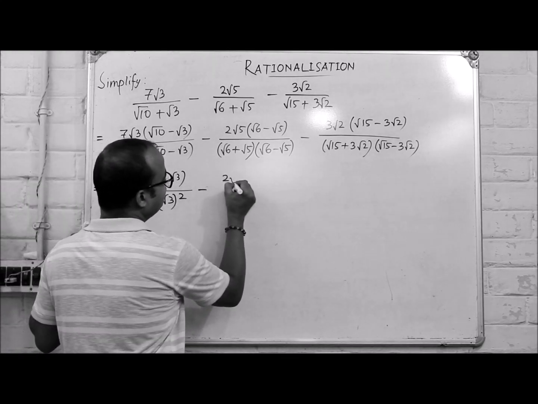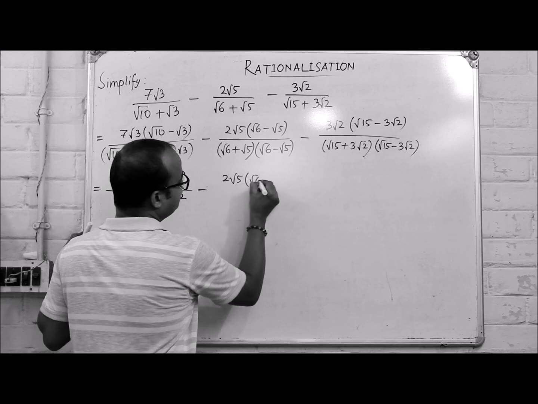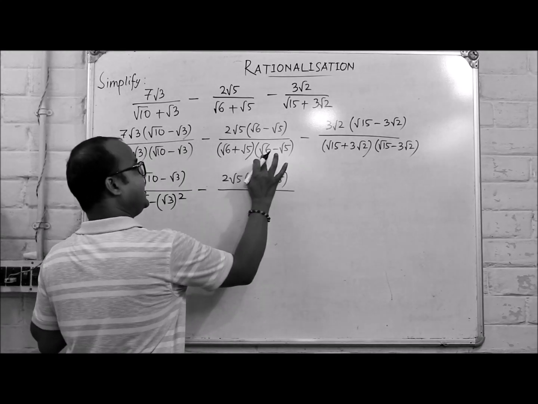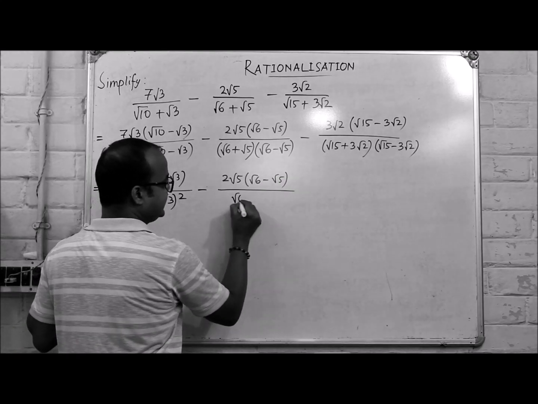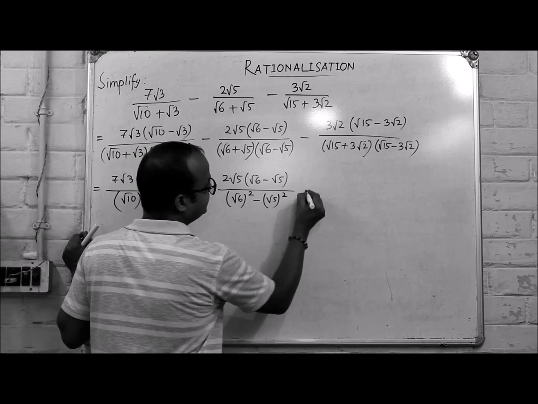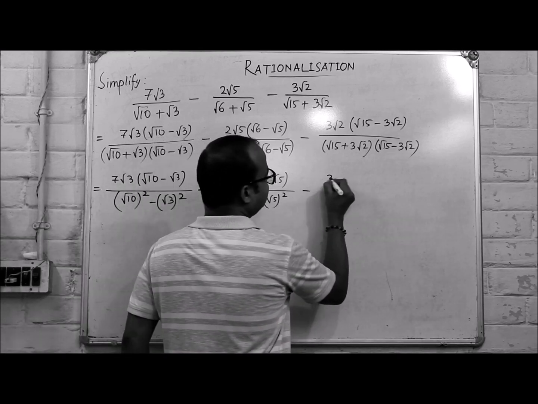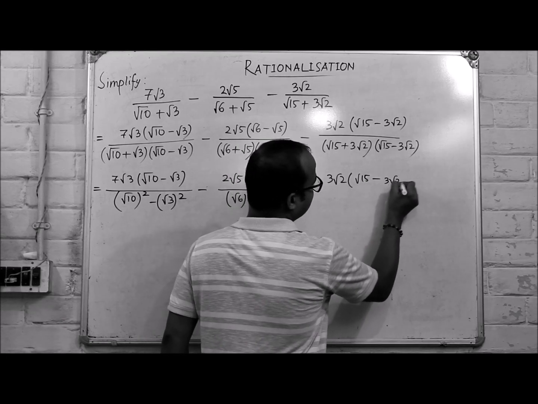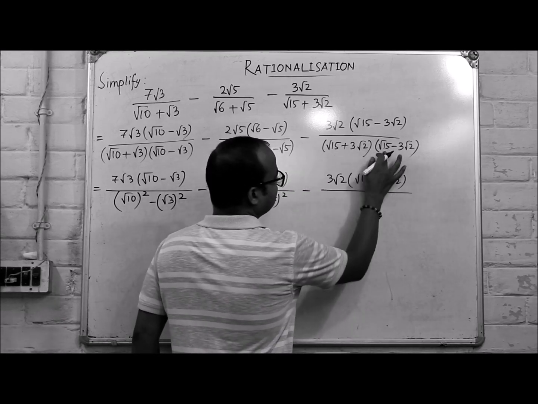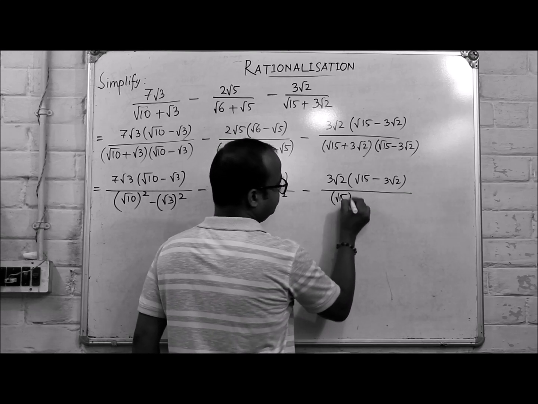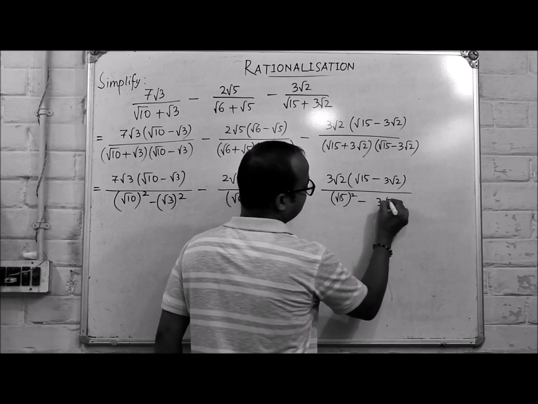Minus 2 root 5, root 6 minus root 5, by a plus b and a minus b. Same way, this can be written as root 6 square minus root 5 square. Minus 3 root 2, root 15 minus 3 root 2, a plus b, a minus b, so root 15 square minus 3 root 2 square.